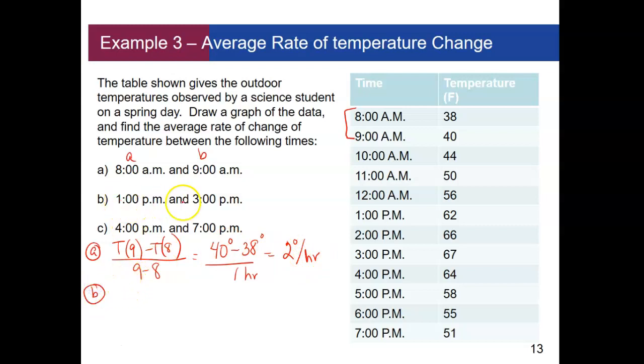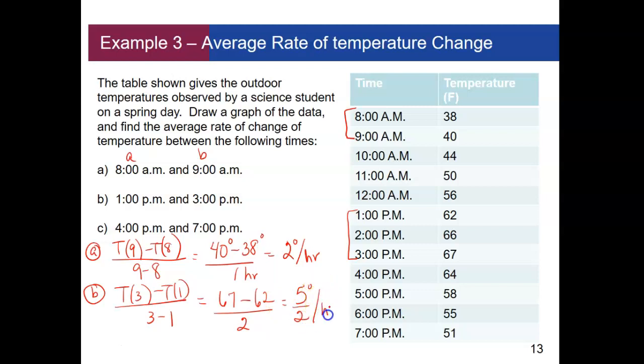On B, we're looking at from 1 to 3, so the temperature at 3 minus the temperature at 1. So the temperature at 3 o'clock is going to be 67. Temperature at 1 o'clock is 62, and that's over a 2-hour time period. So 5 halves degrees per hour, or 2.5 if you prefer.